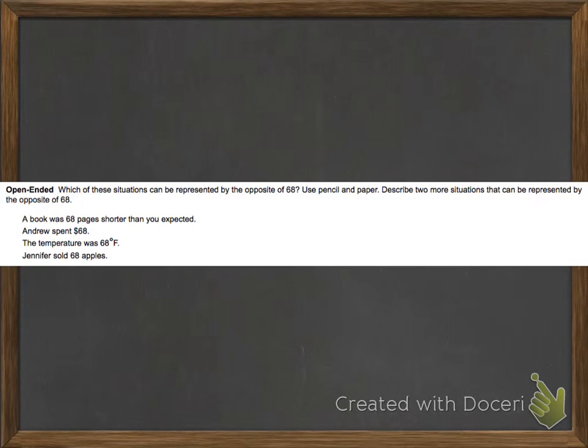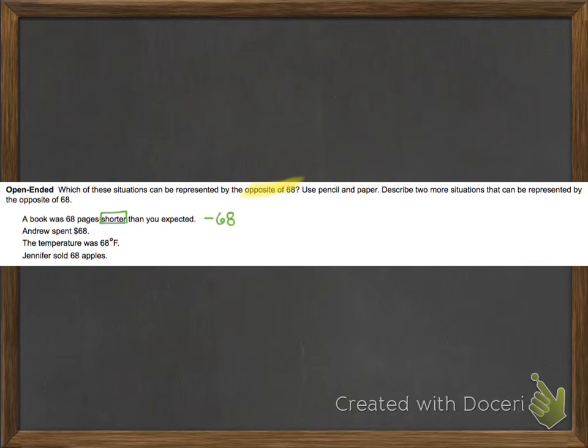Here's one from your homework. Which of these situations can be represented by the opposite of 68? Use paper and pencil. Describe 2 situations that can be represented by the opposite of 68. So we're going to skip that second part, but the opposite of 68, well, let's look at these scenarios. A book was 68 pages shorter than you expected. Well, shorter means going down, so the opposite of 68 is negative 68, and if you're going down, negative 68, yeah, that's the opposite of 68, all right?